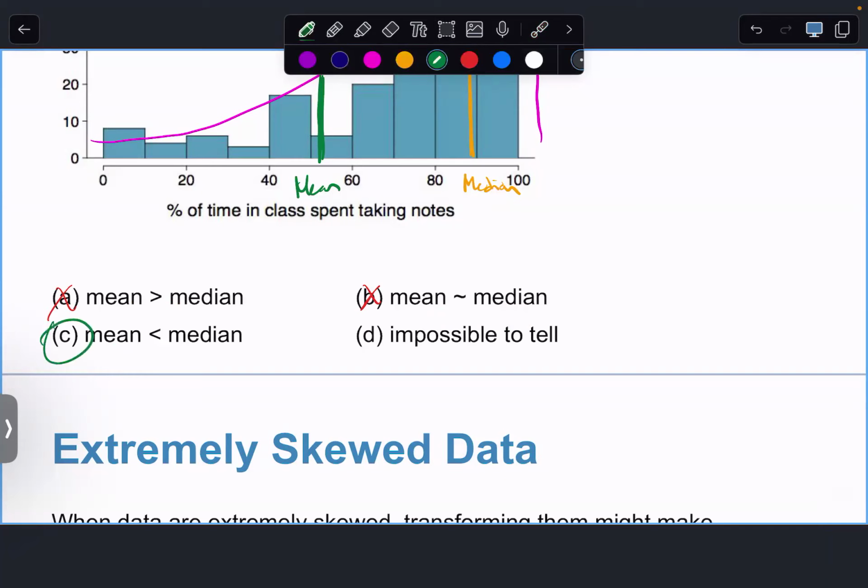Yay! Impossible to tell. No. Don't pick that one.